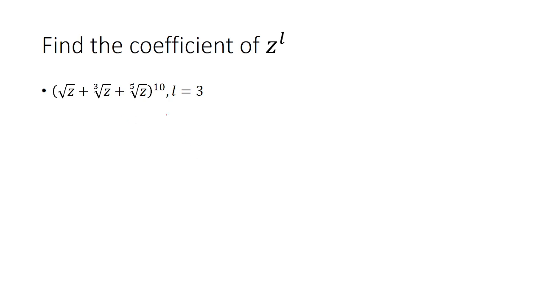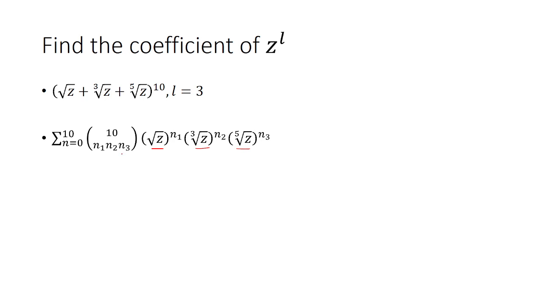Finally, we want to find the coefficient of z cubed for the square root of z plus the cube root of z plus the fifth root of z, raised to the 10th power. So this one is tricky. We need to have 3 of these, and it's going to be 10 and then n1, n2, n3. So this is no longer binomial. This is multinomial. And here n1 plus n2 plus n3 has to equal 10, and they're all going to be greater than or equal to 0, of course.